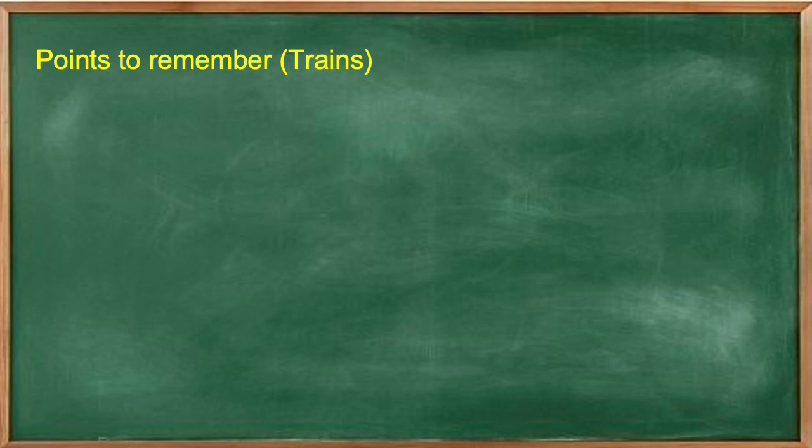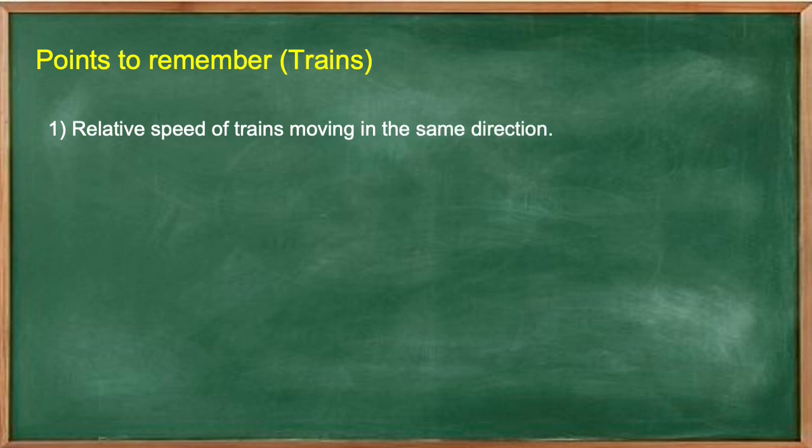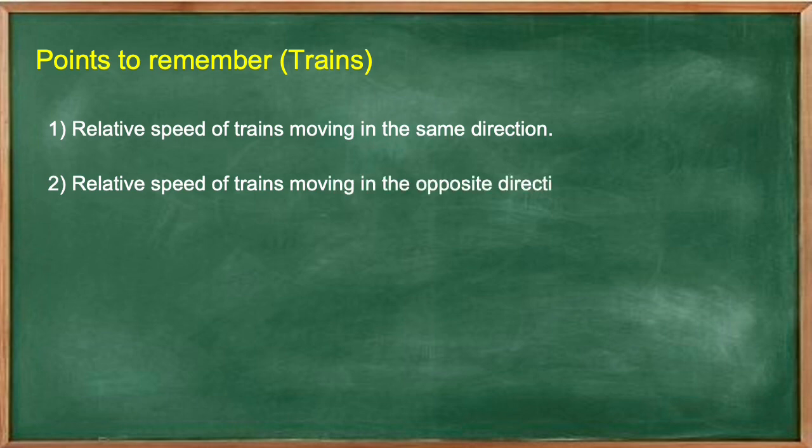Some important points to remember. Relative speed of trains moving in the same direction. When two trains are going in the same direction, then their relative speed is the difference between the speeds of the two trains. Relative speed of trains moving in the opposite direction. When two trains are moving in the opposite direction, their relative speed is the sum of the speeds of the two trains.